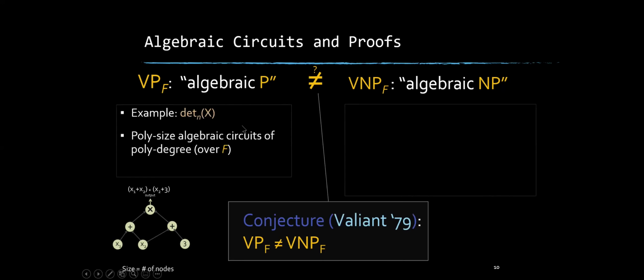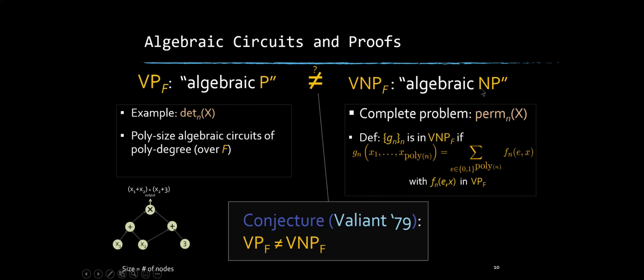And here I put the definition and some examples. An example of a polynomial in algebraic P is the determinant, while an example for VNP is the permanent, which is complete for this class, and this is if you want to see the precise definition.